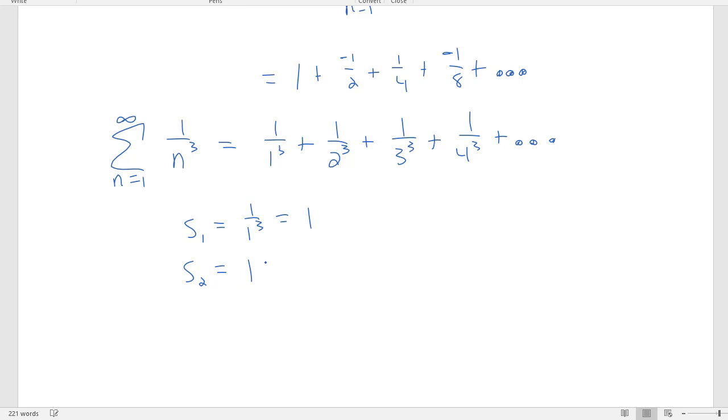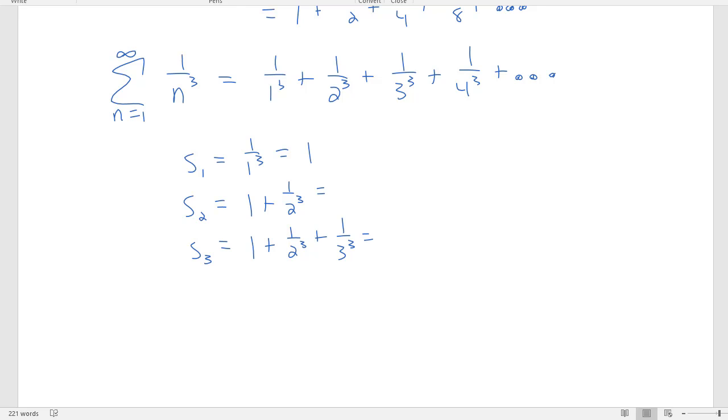If I sum the first 2 terms, we could find what that number is, and I'll come back and do that in a second. We could find the sum of the first 3 terms, so I would look at 1 over 1 cubed, 1 over 2 cubed, 1 over 3 cubed, and find what that number is, and again, I will come back and do that in a second.